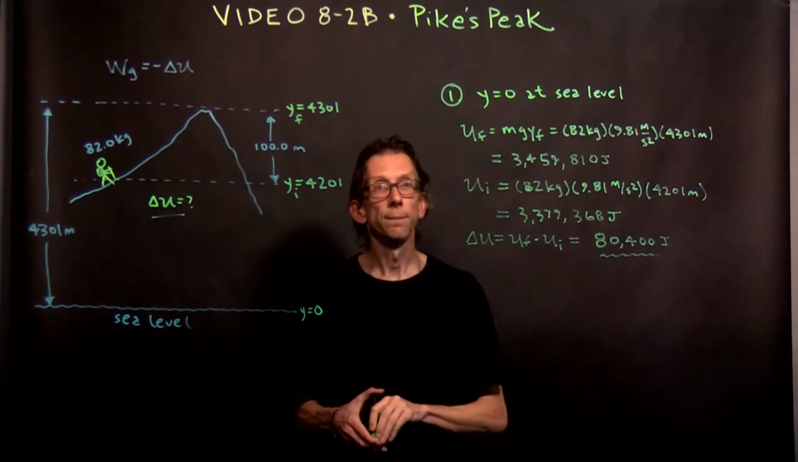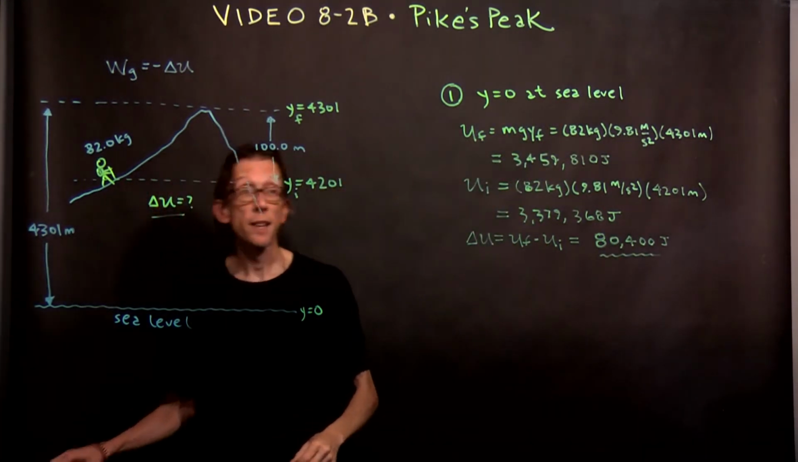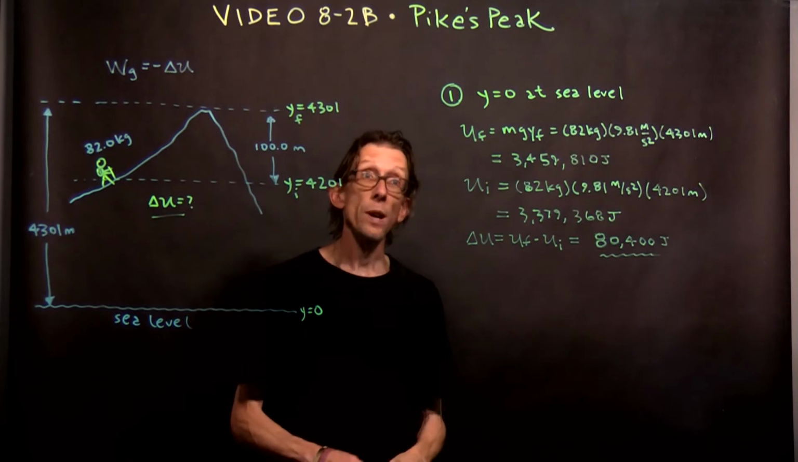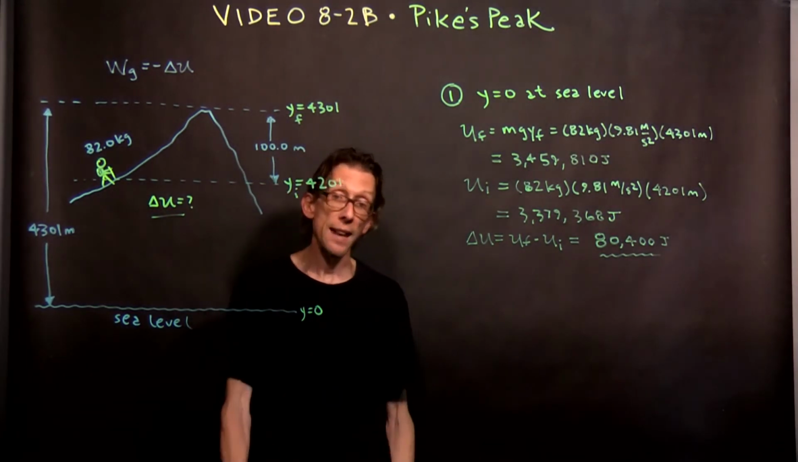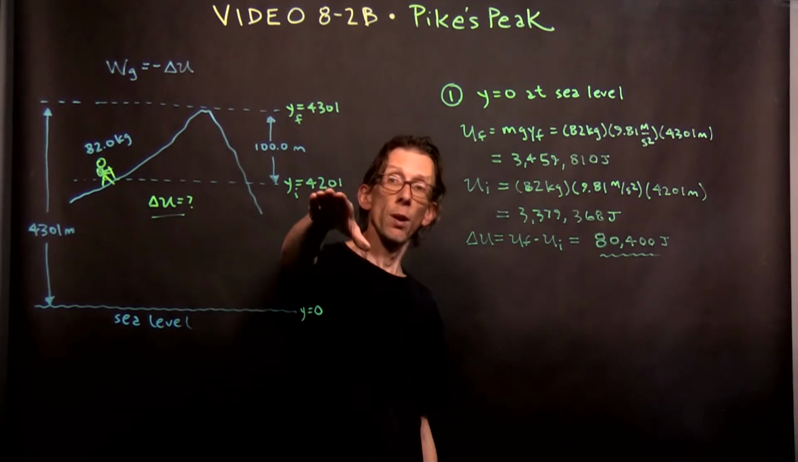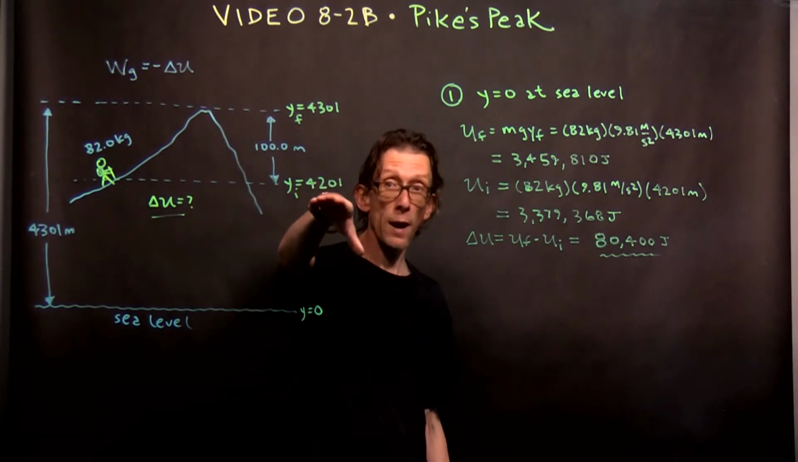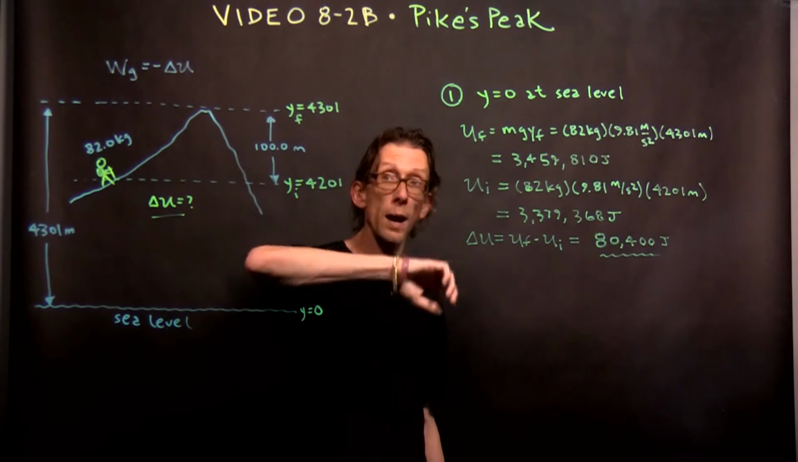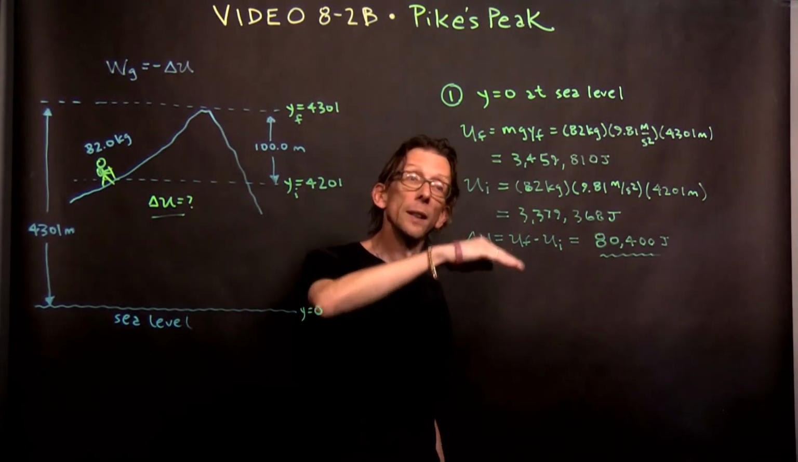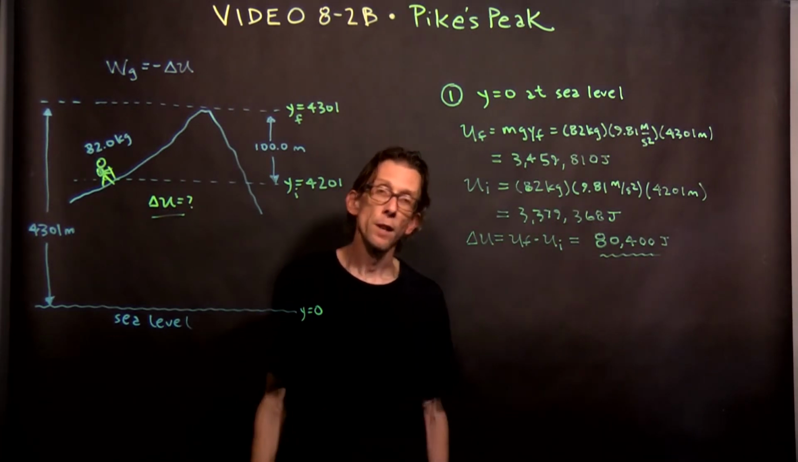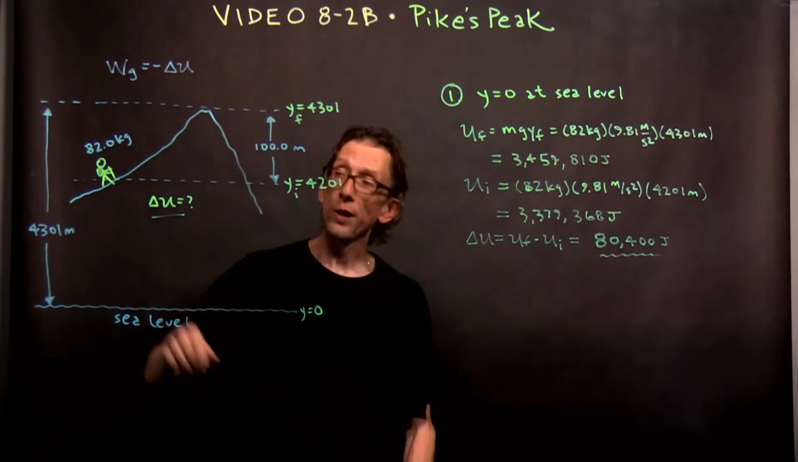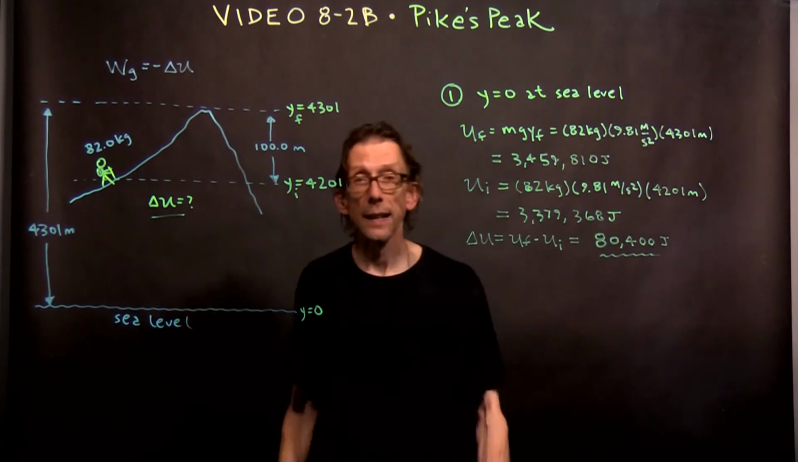That's the first case. We have put our y equals 0 here at sea level. So your initial y value is 4,201, your final y value is 4,301. Plug it in, and you find that you have increased your potential energy by over 80,000 joules.